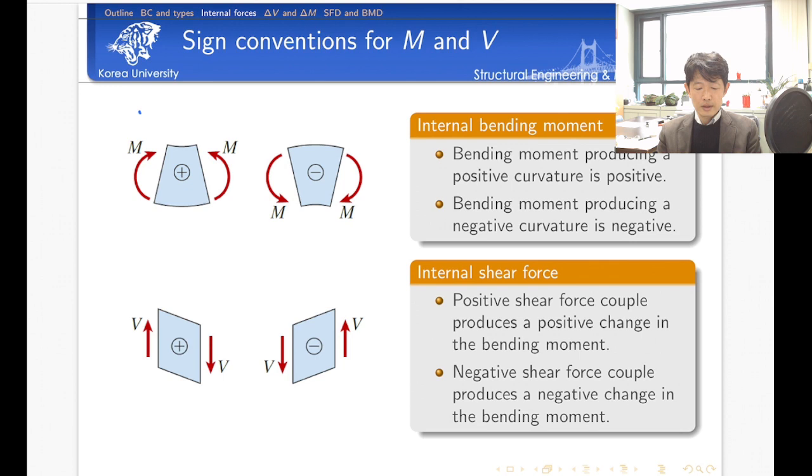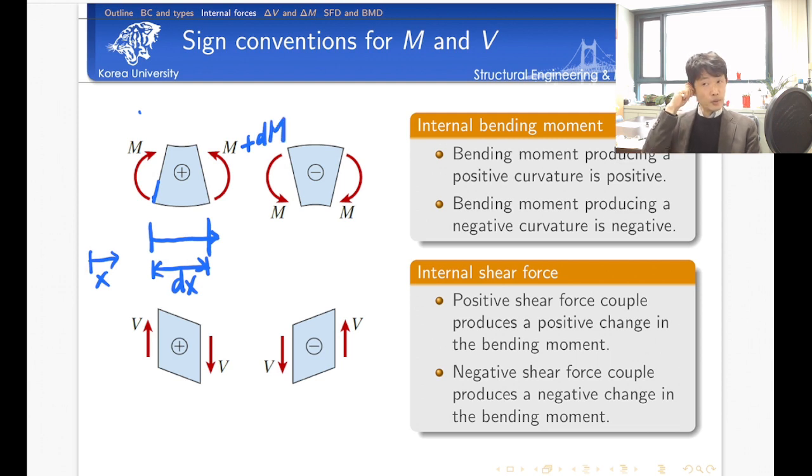So now let's introduce a coordinate system here. Once we introduce the coordinate system, we can measure the size of the segment by dx. Let's say this surface is x, and then we have dx. Because we have a change of distance by dx, there must be a change of bending moment too, isn't it right? dM. Let's say we have positive bending moment.